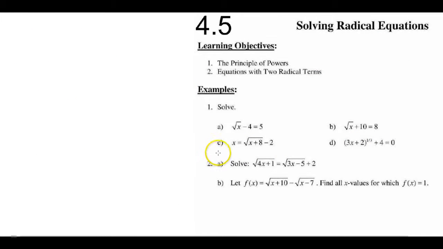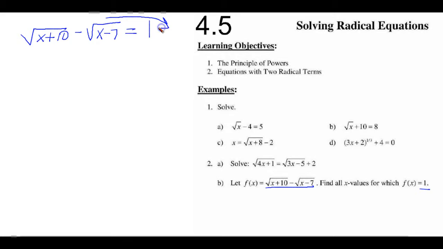All right, let's go on to our next one. It's a little more complicated, but not too bad. So we have the square root of x plus 10 minus the square root of x minus 7 equals 1. Now when we have two radicals like this, again, we want to isolate one of them. So I'm going to move this one to the other side.